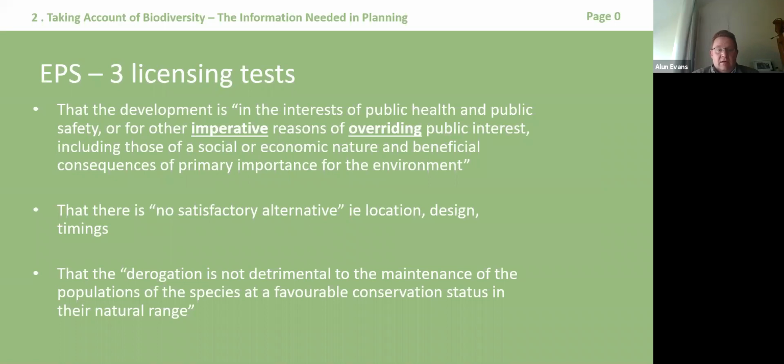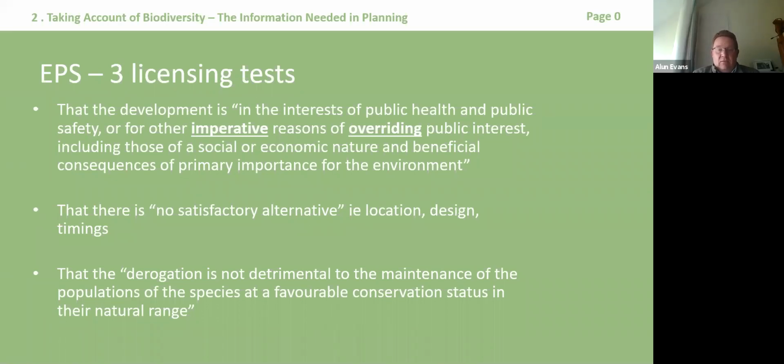These three tests are set out here. These are the same tests that the statutory nature conservation authorities will also consider when issuing licences, but planning has to do it first of all as well. The first test is whether the development is in the interest of public health and public safety, so a new school or new hospital, that's fairly obvious, or for other imperative reasons of overriding public interest, including those of a social or economic nature and beneficial consequences of primary importance for the environment. So imperative, I've underlined and highlighted that: is there an urgent need or reason for the development?